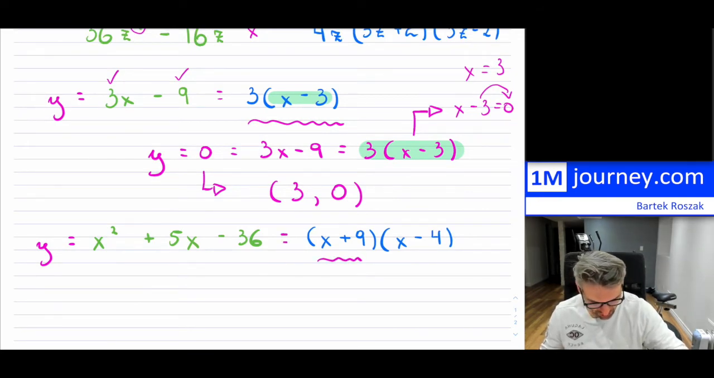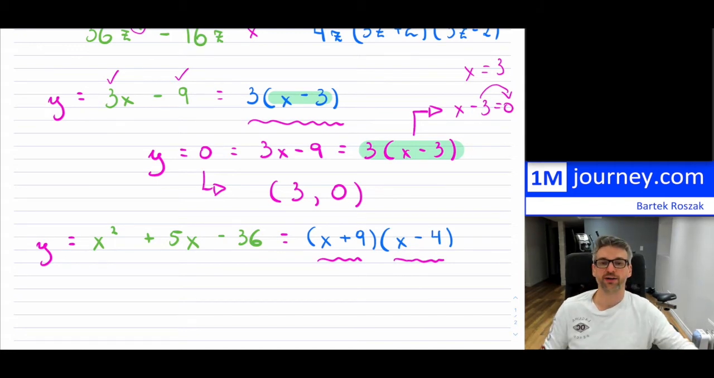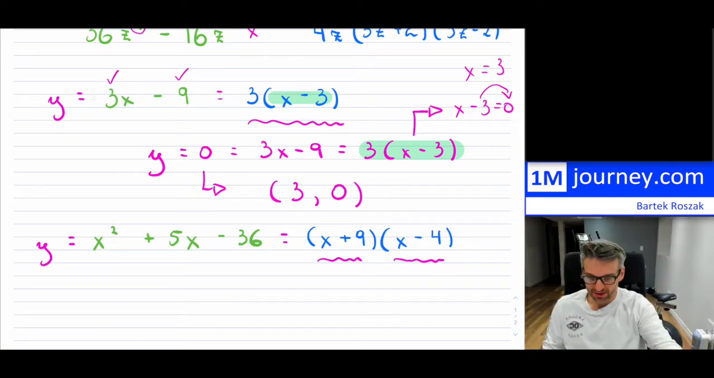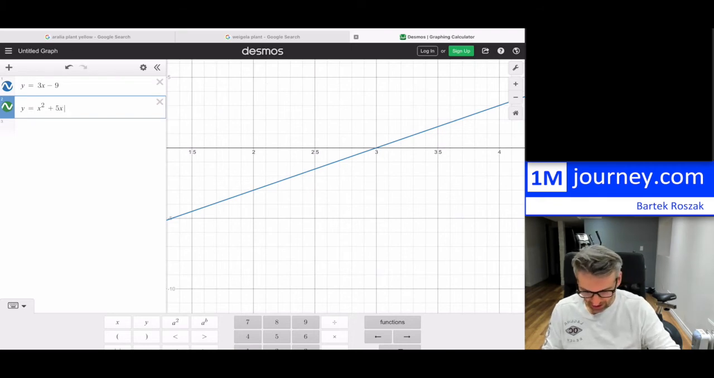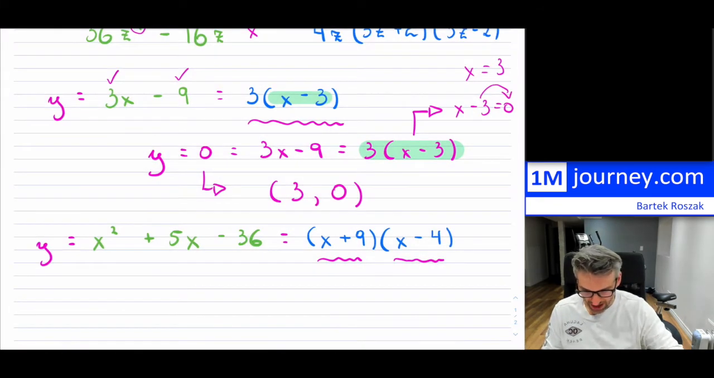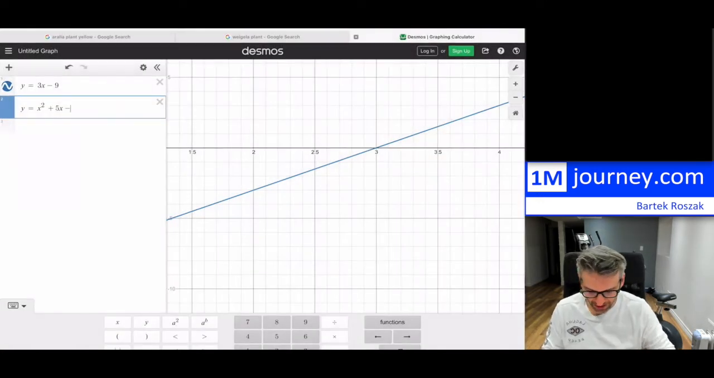So please pay attention to this 9 and then to this 4 right here. Because just as in the previous example with the line, 3x minus 9, we're expecting that these 9 and 4 will show up somewhere in terms of your x-intercepts. Let's try it. This is x squared plus 5x minus 36. I'm going to go back in here. y is equal to x squared plus 5x, and actually, let's just double check, and minus 36.